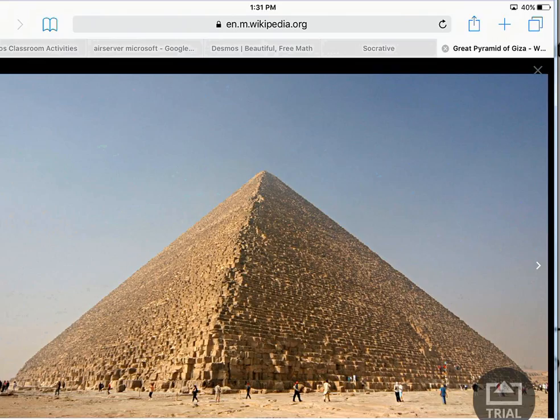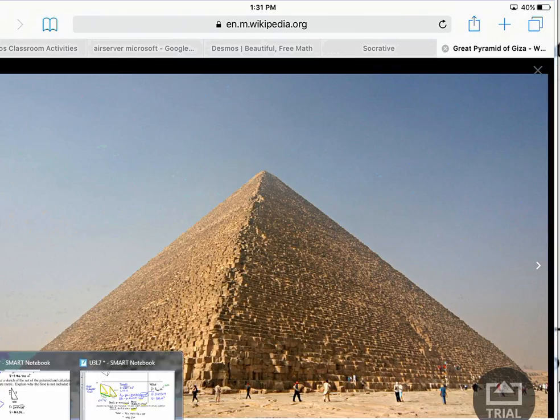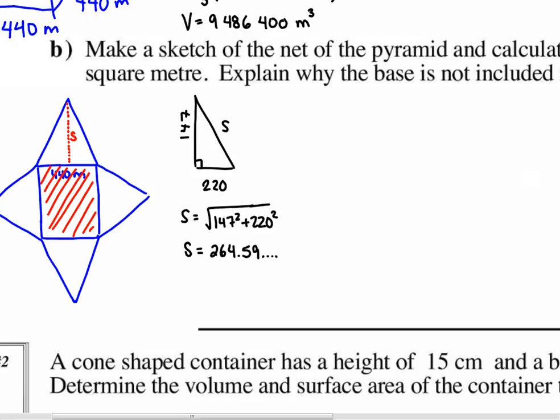No, you want the exposed area. So you can't lift that up. We don't want that. So we're just including the 4 triangles. That's all we want to find is the 4 triangles. So our surface area is going to be equal to 4 times the area of one triangle.